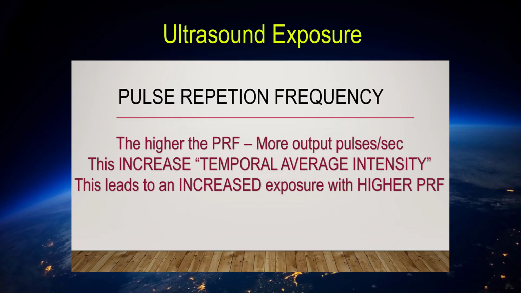Next comes the pulse repetition frequency. So the higher the pulse repetition frequency, technically there would be more output pulses per second. So therefore, a higher pulse repetition frequency increases the temporal average intensity of the ultrasound, leading to an increased exposure with higher pulse repetition frequency.